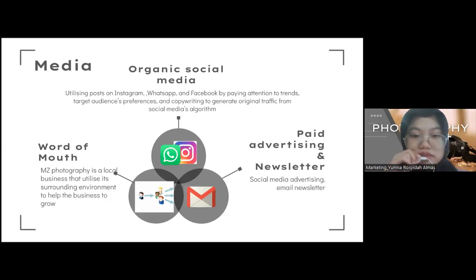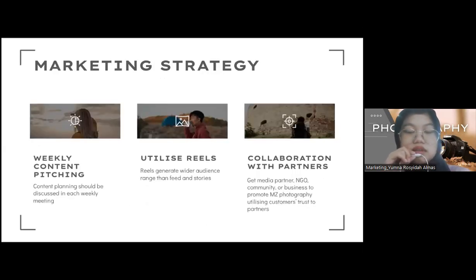And then the next one is word of mouth, and it creates customer trust. And if we can create customer trust, it can result in brand advocacy among customers. And this is done by good customer service and good product quality. And then the next slide. All right, so the next one is marketing strategy. The first one is weekly content pitching. So we plan to have weekly content, and each week we will have a synergized meeting with all of the management board, and we will work together to generate interesting and engaging content for our marketing division.